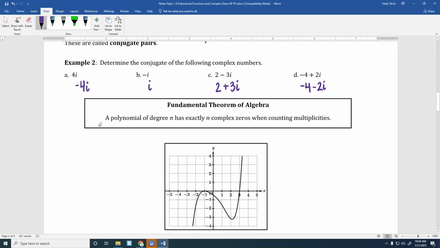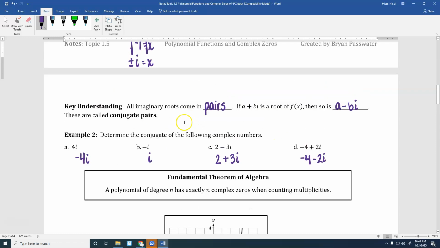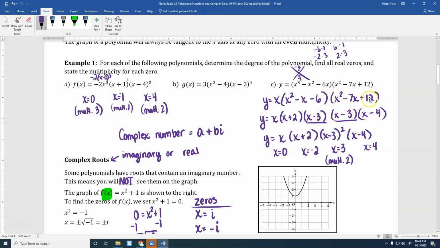All right. The fundamental theorem of algebra, as you can imagine, is a very important theorem that we need to know well. It's actually very, very simple. The fundamental theorem of algebra just tells you a polynomial of degree n has exactly n complex zeros when counting multiplicities.